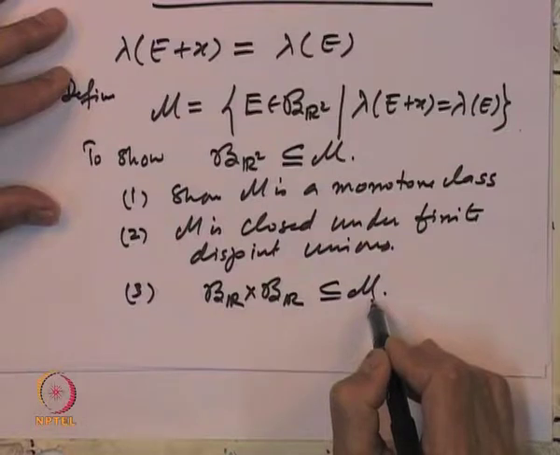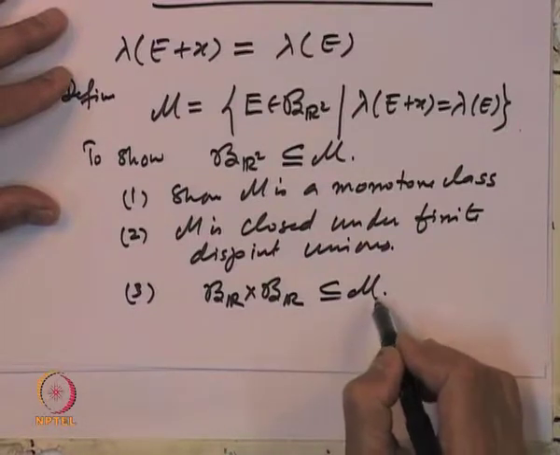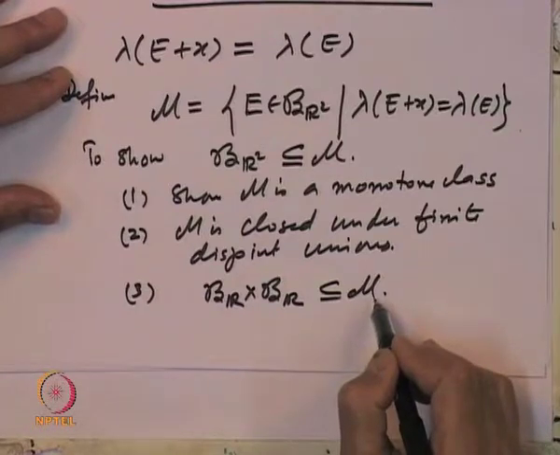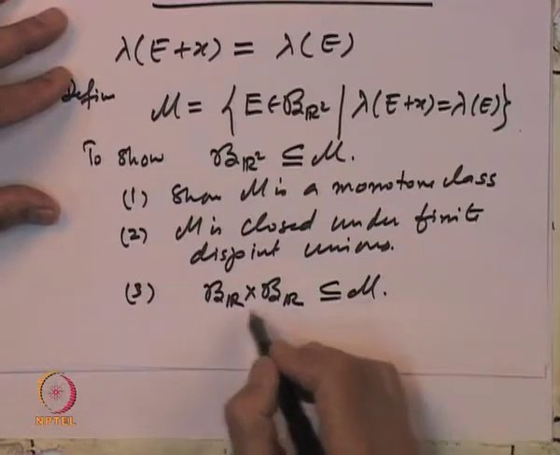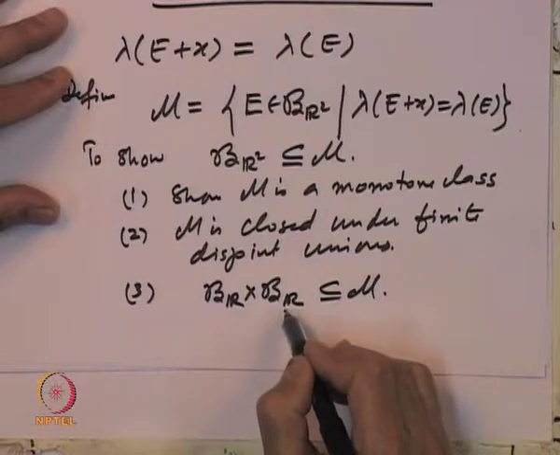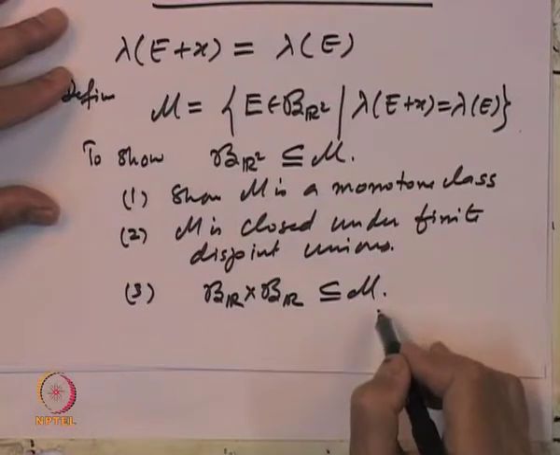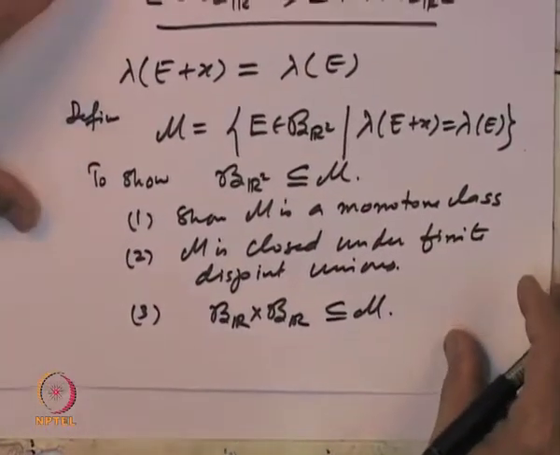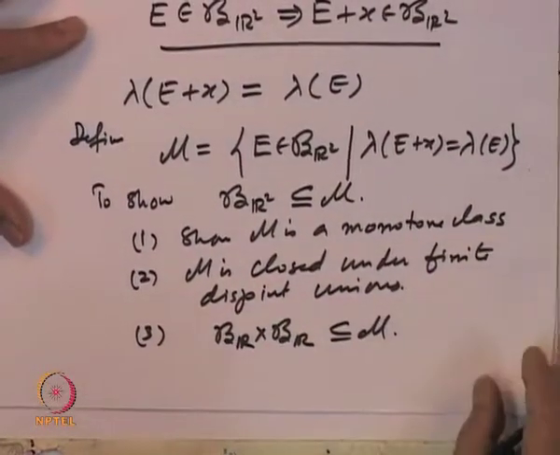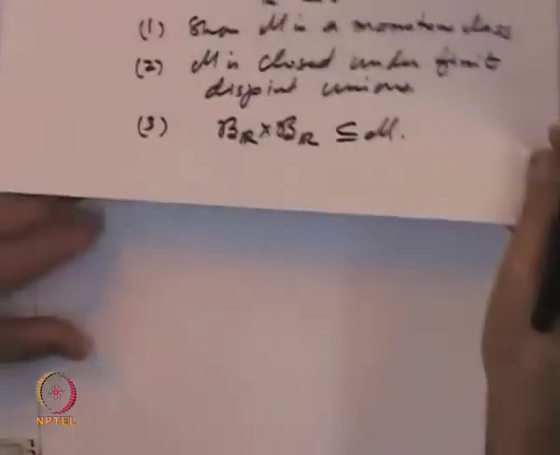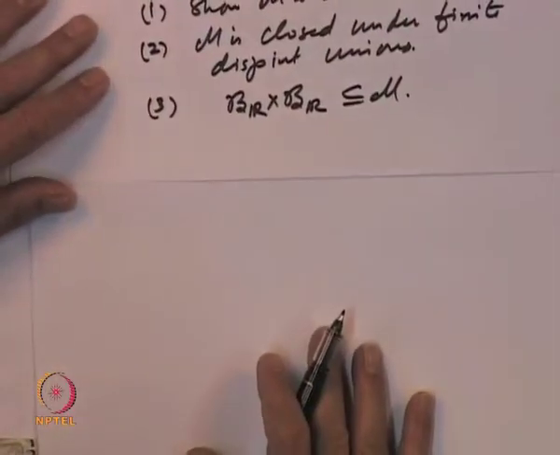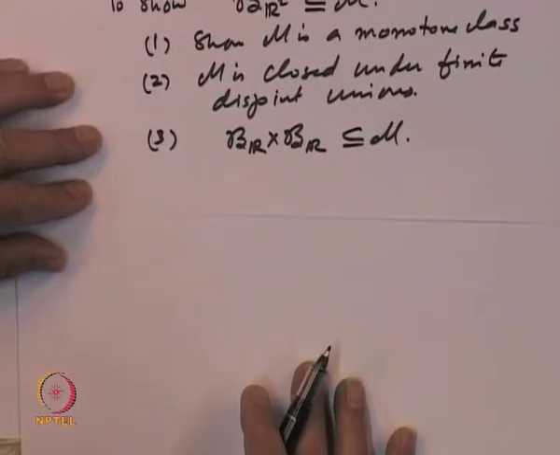That means the algebra generated by rectangles will also be inside it. But M is a monotone class which is closed under finite disjoint unions, so that must be a sigma algebra. The monotone class generated by an algebra is also a sigma algebra, so the sigma algebra generated will come inside it. Hence we will have everything equal. So, the idea of the proof is that one should prove these three things, because after these three things are proved, well, what will the proof imply?